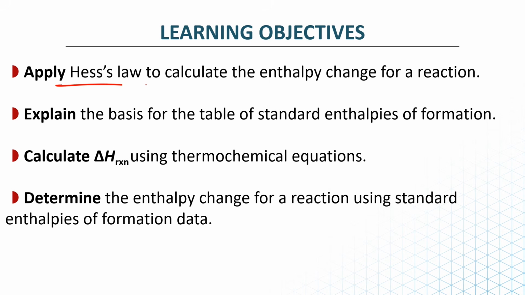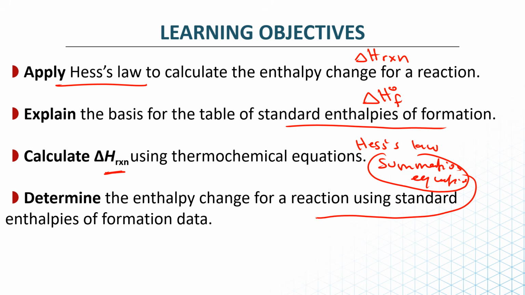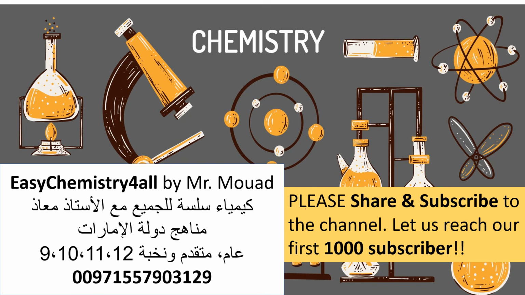We learned how to apply Hess's law to calculate the enthalpy change of a reaction, delta HRXN. We explained the basis of the standard enthalpies of formation and the table, right? We calculated delta HRXN using thermochemical equations, which is Hess's law, and the summation equation, and we determined the enthalpy change of a reaction using standard enthalpies of formation, the summation equations we did here, the last example that we just solved, right? Okay, that's the end of lesson 4, guys.